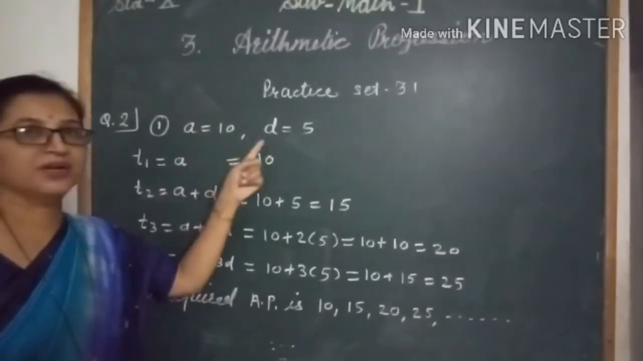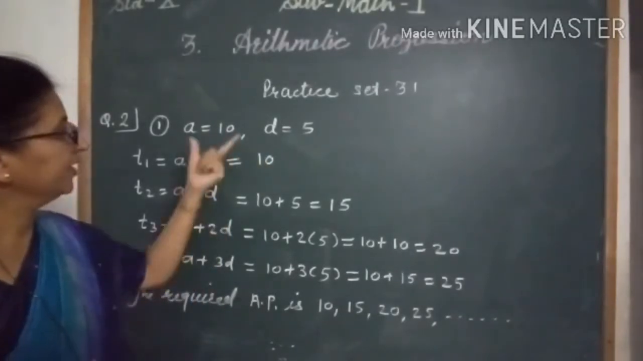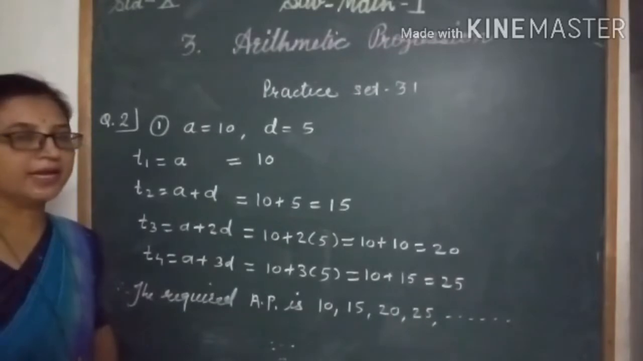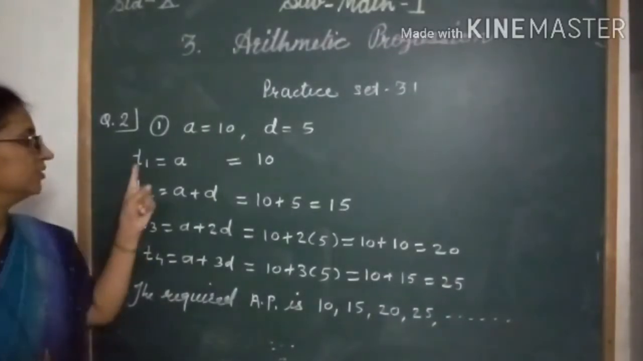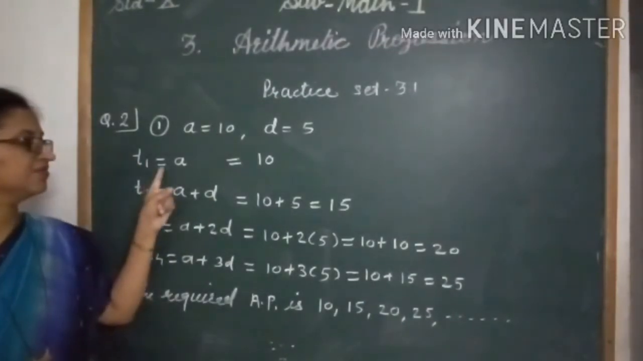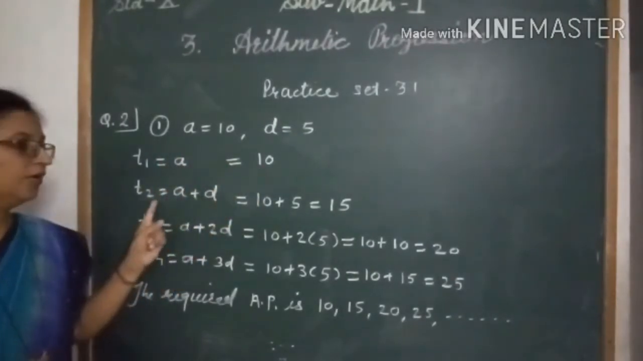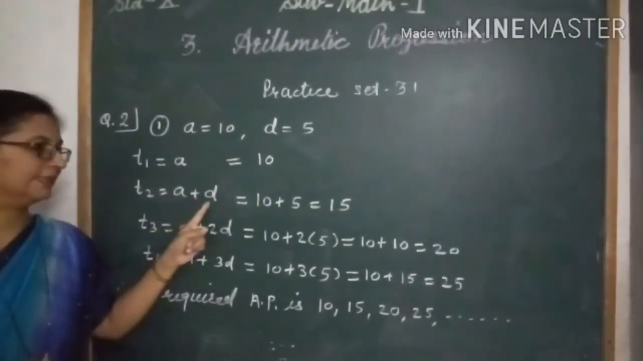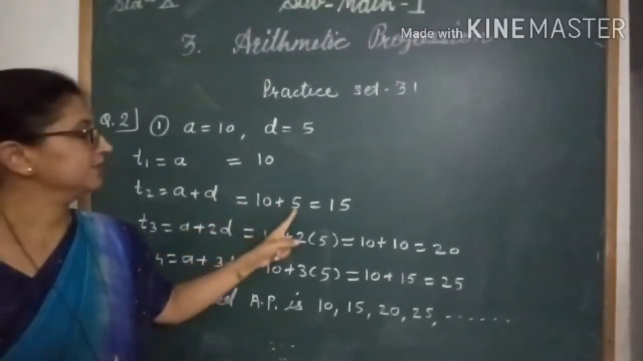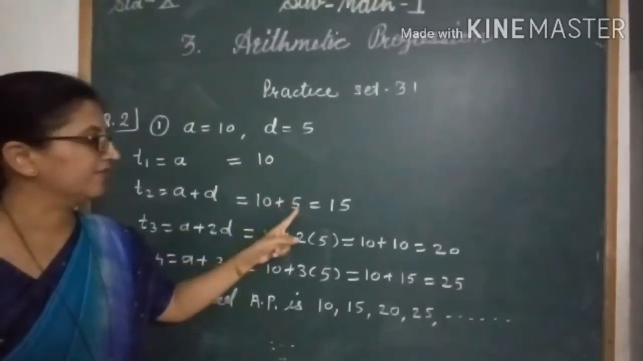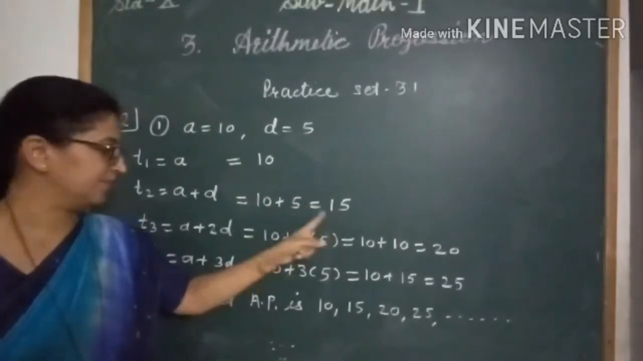Now let's come to question number 2, in which you are given the first term A and the common difference D. Then we are asked to write the AP. Here, as we know, T1, that is the first term, is nothing but A, so its value is 10. Then T2 is equal to A plus D, that is 10 plus 5. The value of D is 5, so 10 plus 5 is 15.